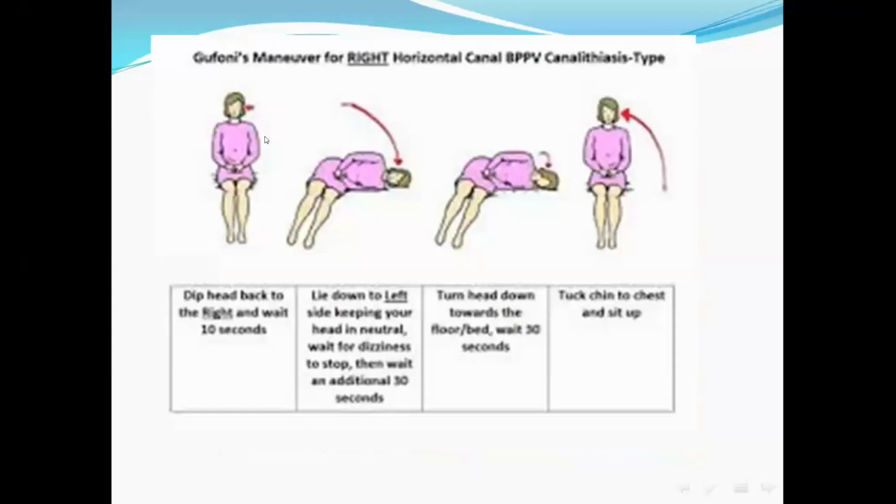We can also do the Gufoni maneuver. The Gufoni maneuver is done for right horizontal canal canalithiasis. You let the patient lie on the opposite side. So if the affected ear is the right, you let him lie on the left side and wait for 1 or 2 minutes, and then you turn his head down so the nose is facing the ground, and you let him wait for 3 minutes, and then he sits up.